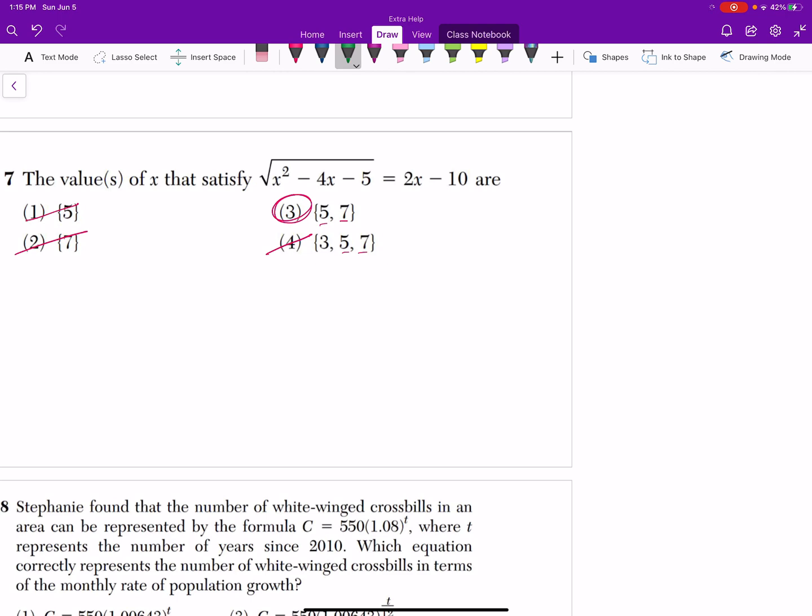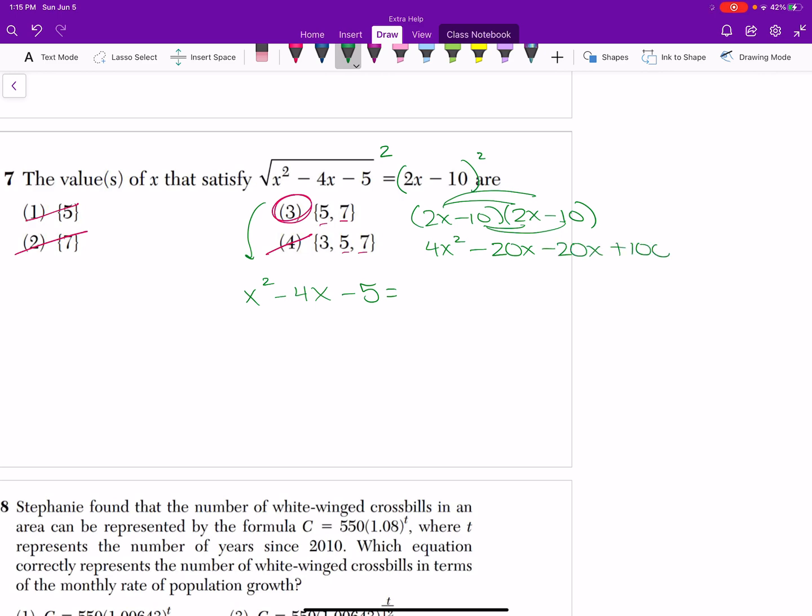Step 1 of a radical equation is to isolate the radical, which it is. So step 2, square both sides. Squaring the radical, the x squared minus 4x minus 5 comes out. Squaring the 2x minus 10, we write it twice and double distribute. Multiplying it out, you get 4x squared minus 20x minus 20x plus 100, which is 4x squared minus 40x plus 100.